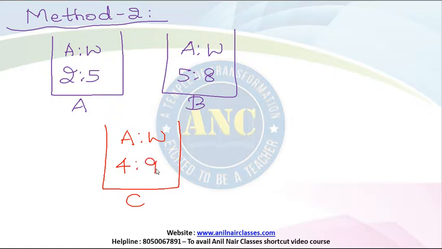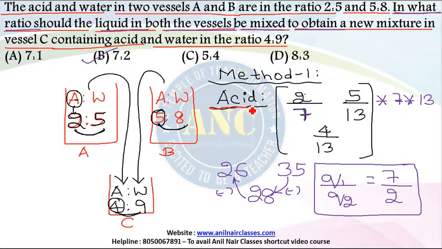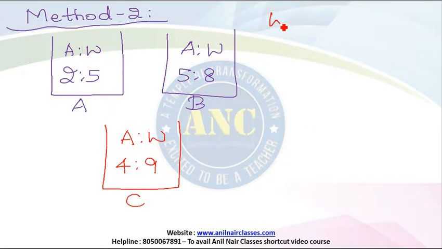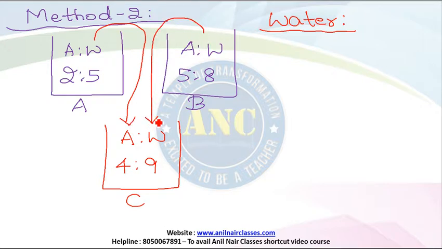In method 1, I solved by taking acid as the base parameter. In method 2, I will take water as my base parameter. Let me check whether I will get the same answer or not. I am taking some proportion of acid and water in vessel A, and in vessel B also. Liquids of both the vessels I am mixing and putting into a new vessel called vessel C, where acid and water are in the ratio 4:9. In what ratio should I pick up acid and water in vessel A and vessel B so as to form vessel C in the ratio 4:9 is the question.